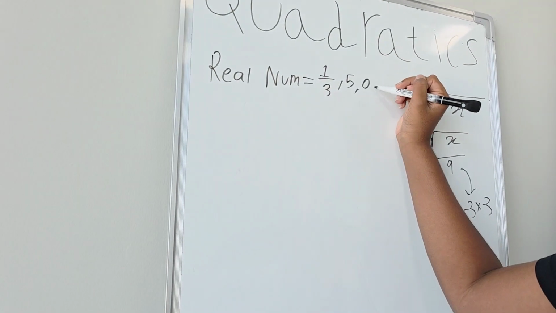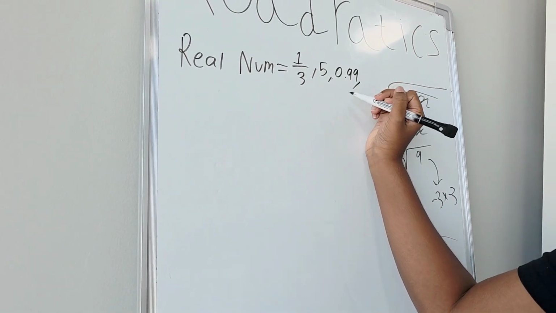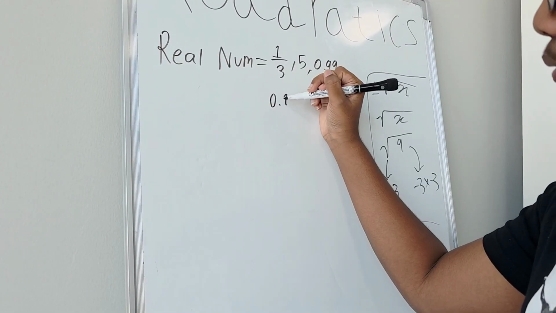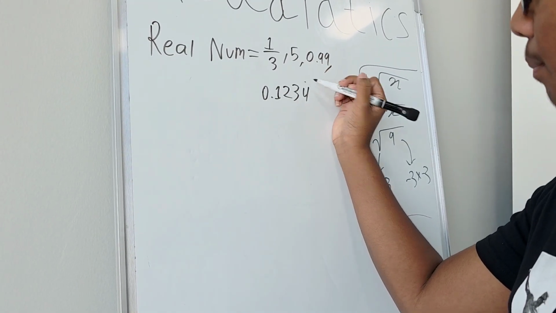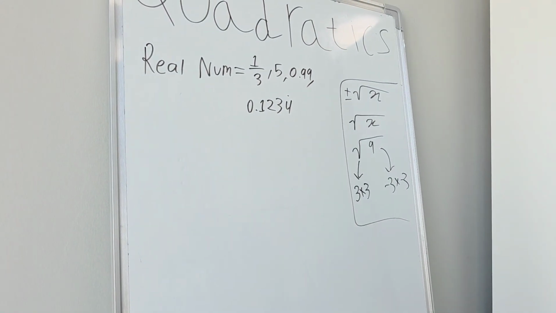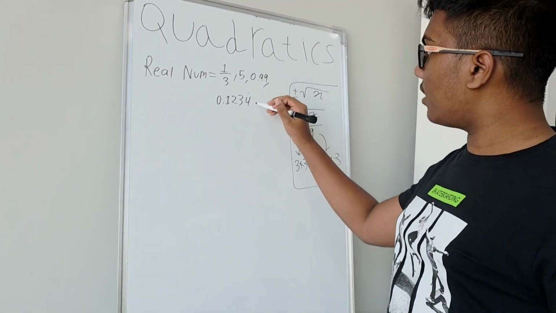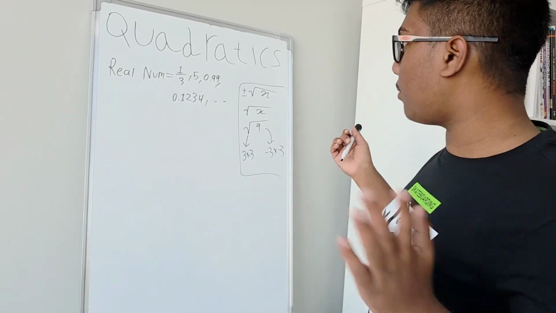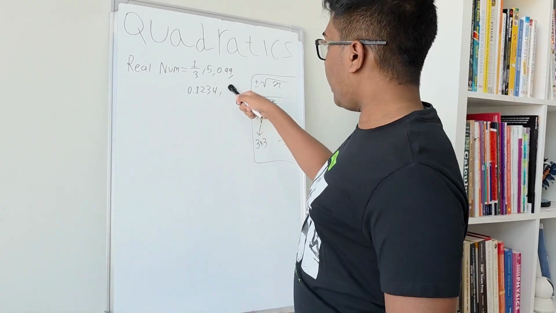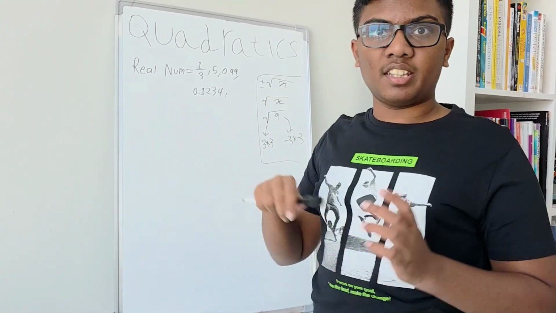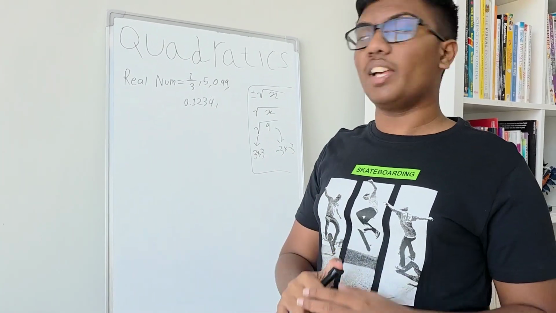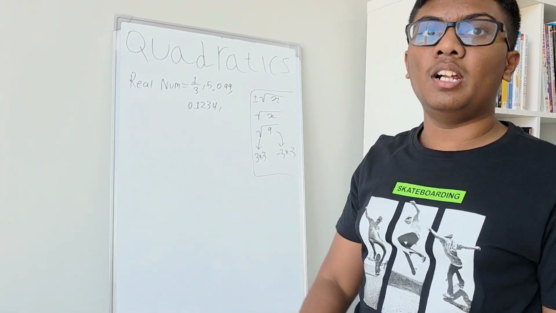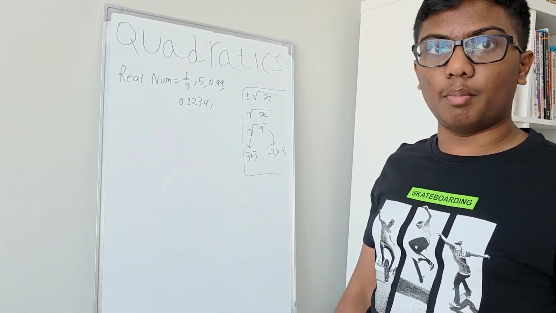5, 0.99, or 0.1234, repeating, so on, so on. All of these are real numbers and they can be ordered in any specific order. One thing to remember about real numbers is that they encompass all numbers except for a special type of number called imaginary numbers.